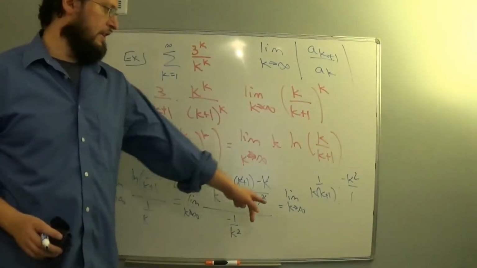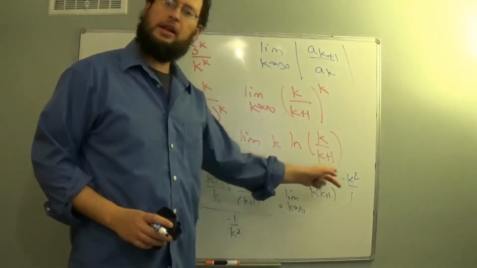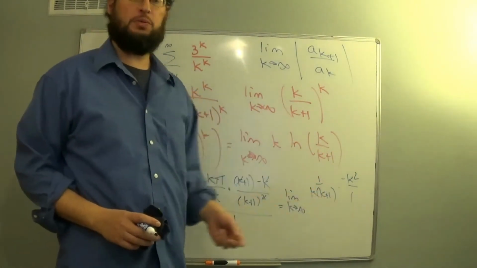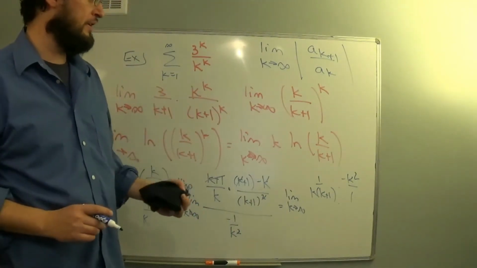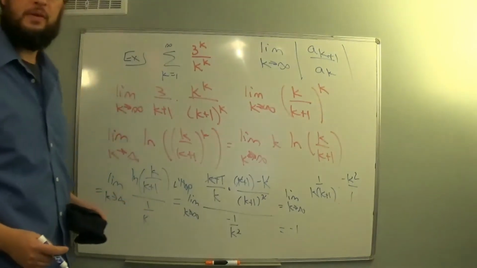Now what happens when I take the limit as k goes to infinity? The numerator is negative k squared, the denominator is k squared, at least the largest degree. If you put that in, it's k squared plus k, but in the limit I only care about the k squared term, so this limit is actually negative 1.